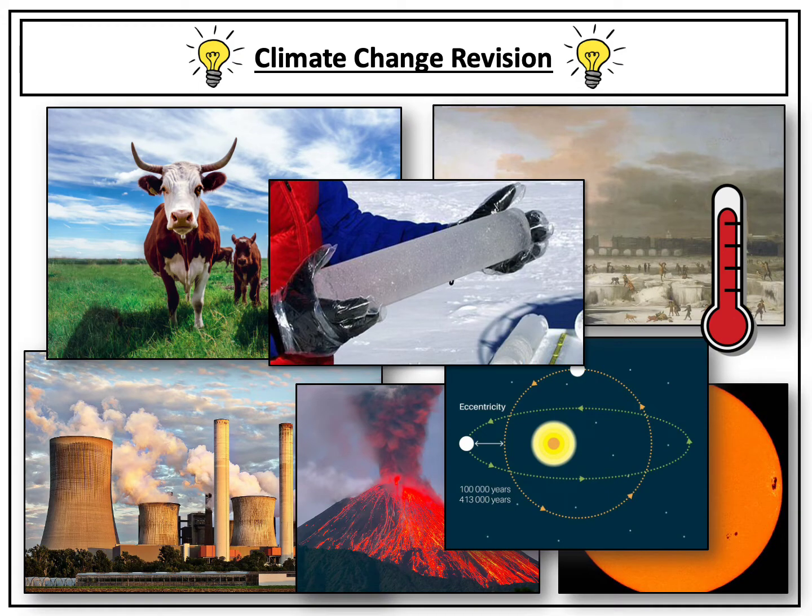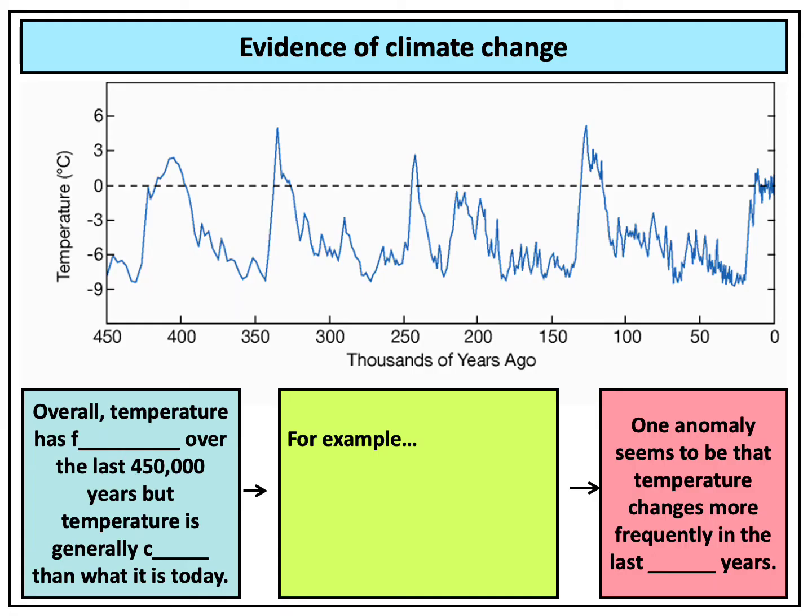Hello, so this week's revision focus is all about climate change. First of all, we're going to have a look at this graph which details temperature fluctuations over the last 450,000 years. What I would like you to look at, because a lot of people get confused about this, is this dashed line along the middle.